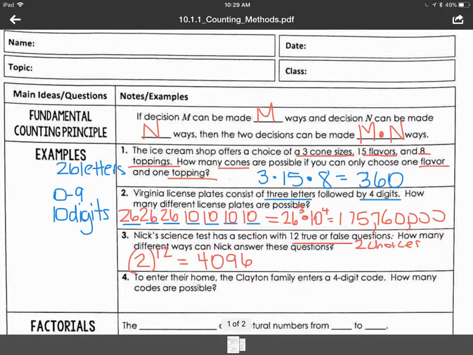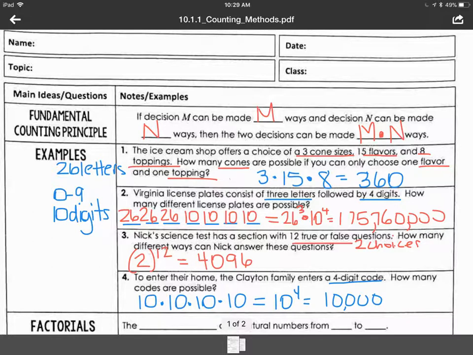Okay, and the last one. To enter the Clayton home, they have to enter a 4-digit code. How many codes are possible? Hey, there's our friend Digit again. Digit means 0 through 9, and they have to do 4 of them. So they're going to have to make 4 choices when they enter their passcode. When they set their passcode, they're going to have 10 choices for each one of those. 10 to the 4th for the shortcut. So that's a 1 with 4 zeros behind it. So 10,000 different codes.